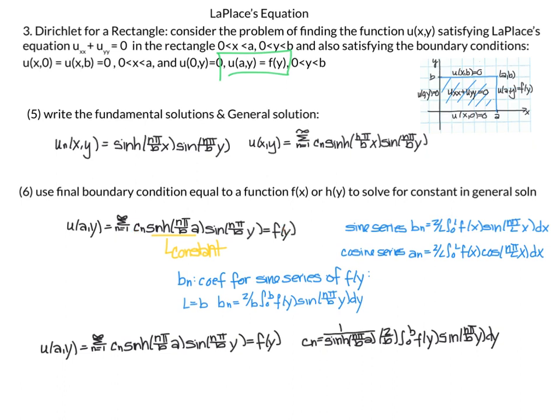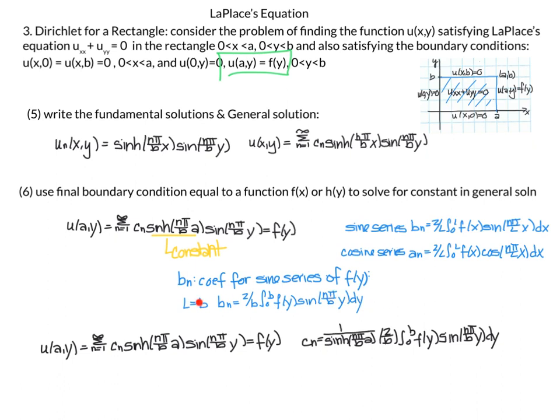So the C_n are just related to the coefficients of the sine series representation of f(y). Our formula for the coefficients of the sine series is 2/L times the integral from 0 to L of f(x) sin(nπx/L). So B_n, the coefficients of the sine series of f(y), with L equal to b, is B_n = 2/b times the integral from 0 to b of f(y) sin(nπ y/b) dy.